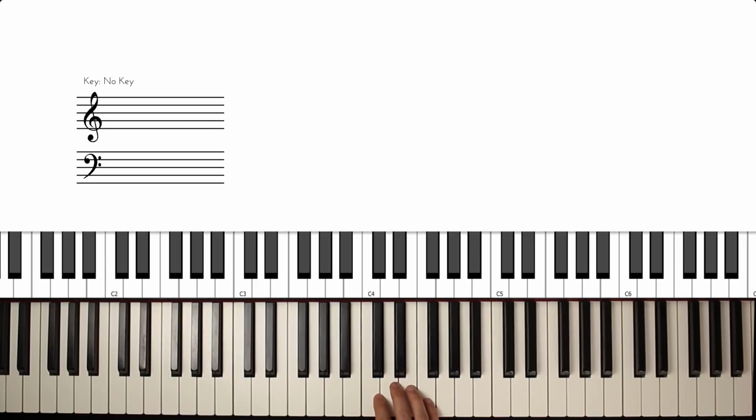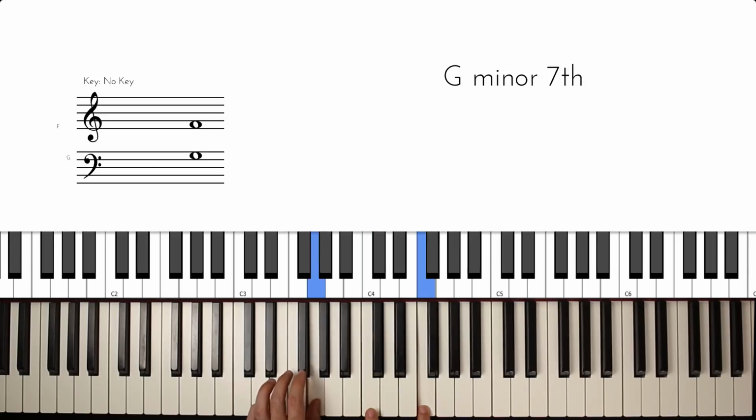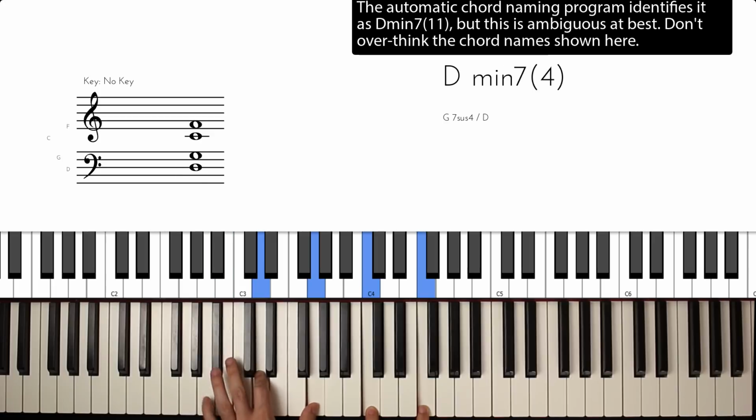A fourth is an interval equal to 5 semitones. So you start with an F, and you go 5 semitones down, 1, 2, 3, 4, 5. That's a C. So these two notes are a fourth apart. And then you go again, 1, 2, 3, 4, 5. Again, these two notes are a fourth apart, then 1, 2, 3, 4, 5, and 1, 2, 3, 4, 5.